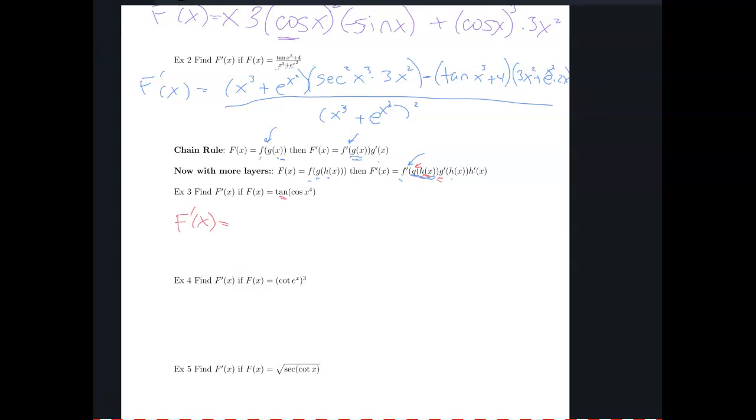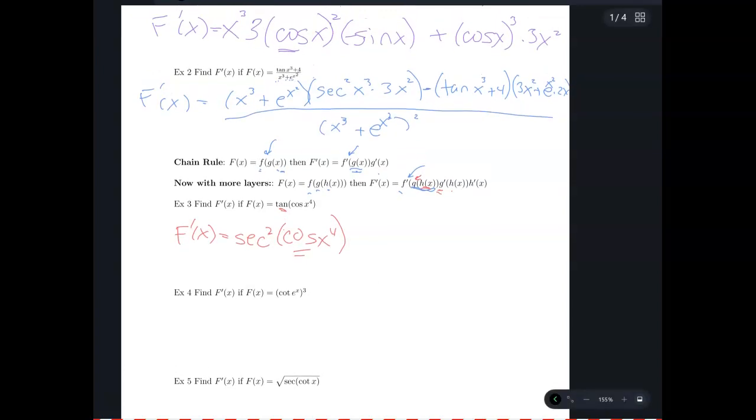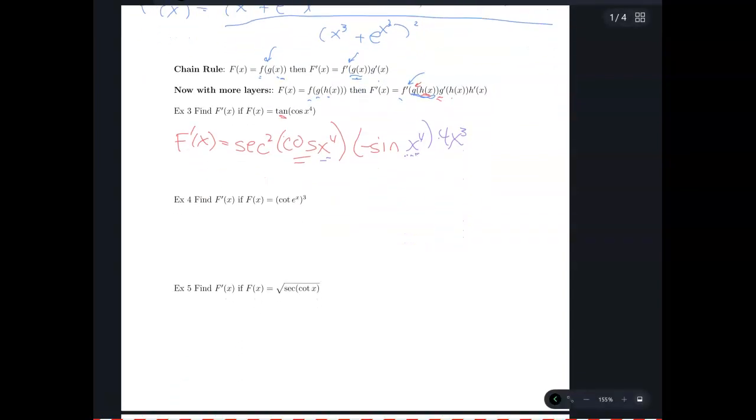All right, so tangent is the most outside function. So you know that derivative is secant squared. Carry the cosine of x to the fourth along. Then take the derivative of cosine, which is negative sine, and you carry the x to the fourth along. Now you multiply by the derivative of x to the fourth. When I'm taking the derivative of x to the fourth, I'm not carrying anything along, so that's when I know I'm done.